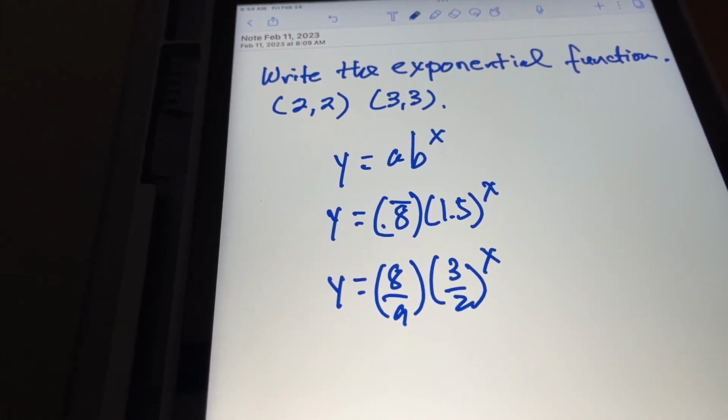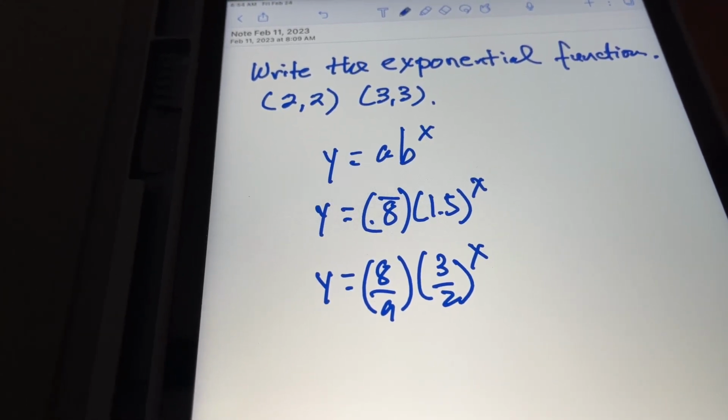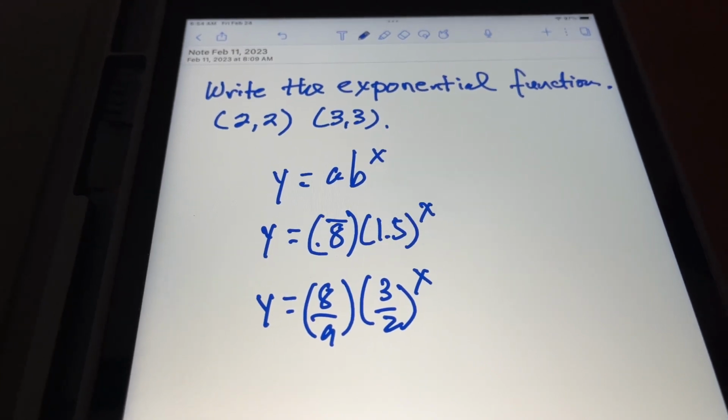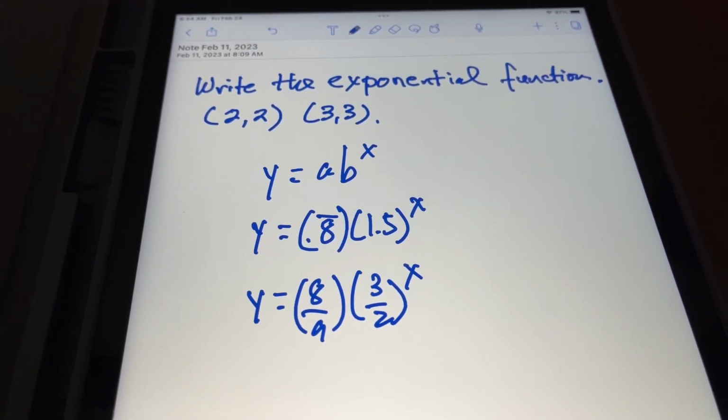I do think that a good mathematician should be able to do both ways though. So don't just latch onto this stat mode and use that and not be capable of doing the substitution that I did earlier.